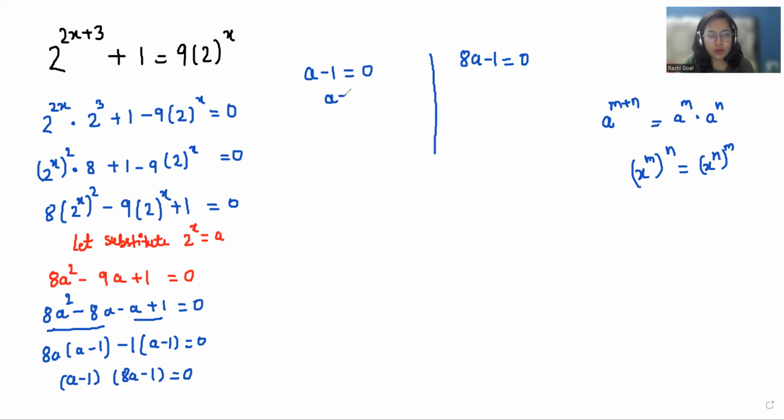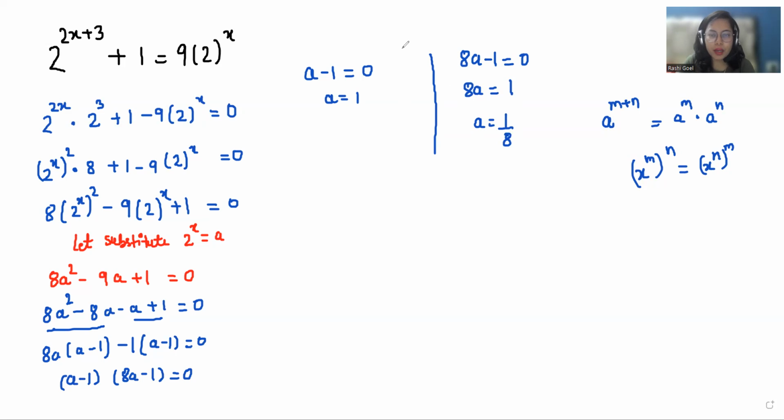So this minus 1 goes to the other side, gives us plus 1. And here 8a is equal to minus 1 goes to the other side, 1. And here if we divide both sides by 8, it becomes a is equal to 1 by 8.